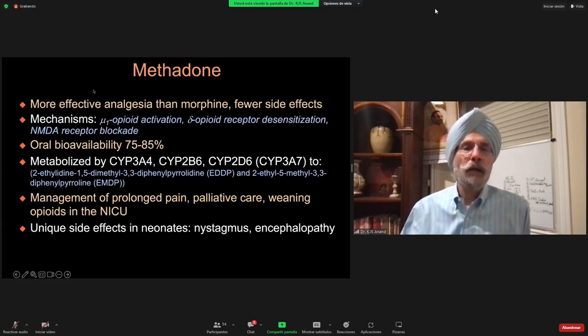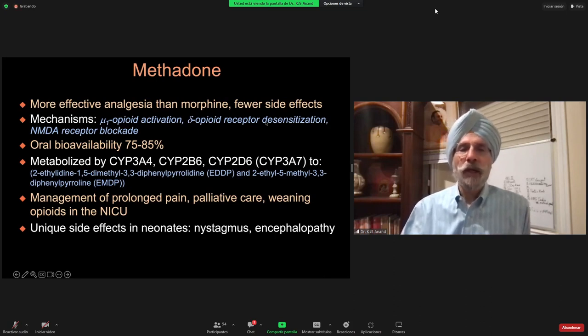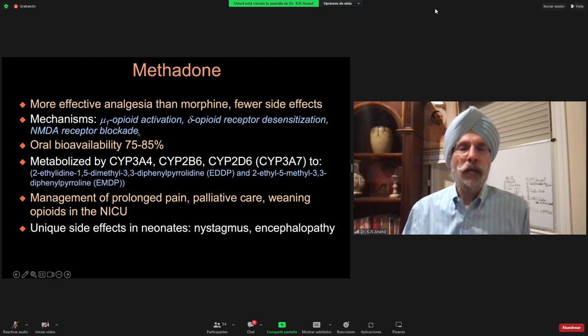There are at least some uses for methadone. I think the key issue is, what is the situation where you want to apply this modality? It seems to be somewhat more effective than morphine and has fewer side effects. The reason being that it works on mu1 opiate receptors. But it also causes desensitization of delta opiate receptors, and it blocks NMDA receptors. These are the excitatory receptors along the pain pathways. It has good oral bioavailability.